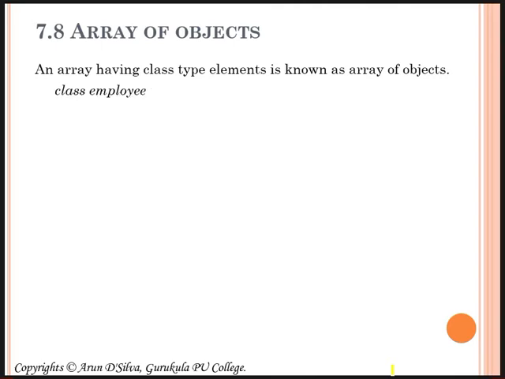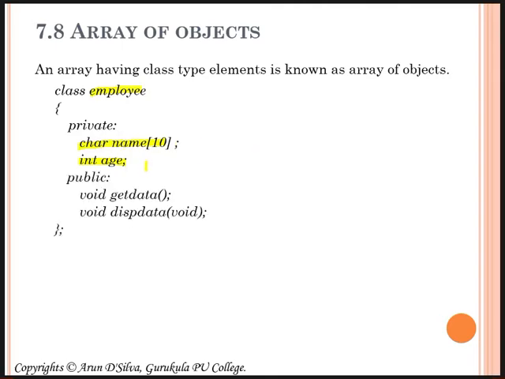So let me take an example. I have taken employee as a class. I opened it with the flower bracket. Then in the private section I have taken member data, name as well as age. Name is a character type and age is an integer type. In the public section I have taken two member functions, that is getdata as well as dispdata, and I have closed the class. Now this is the skeleton of the class.